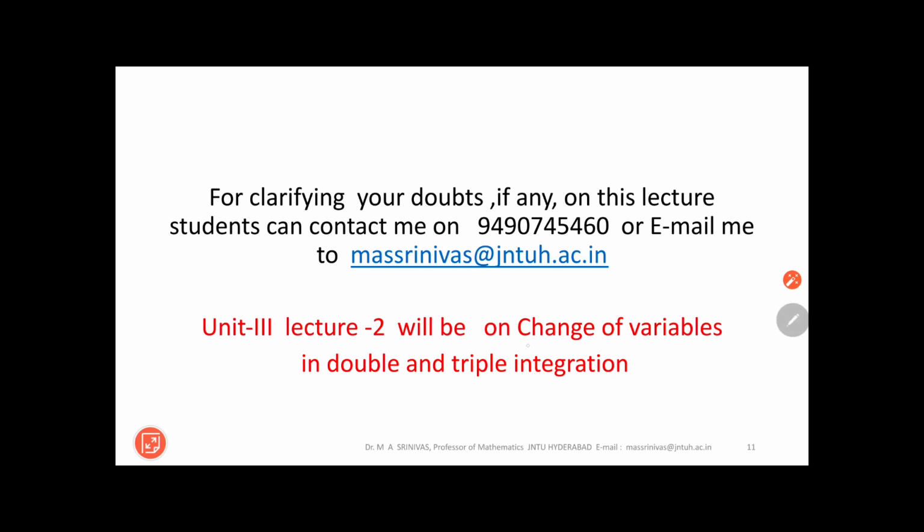That next lecture is on change of variables in both double and triple integrals. This change of variables is another idea which facilitates us to evaluate the integrals, double and triple integrals, easily. So this is the first lecture.